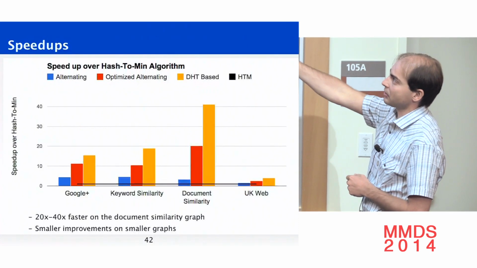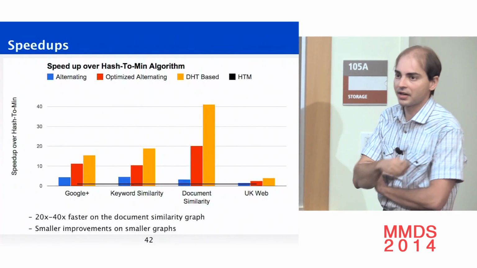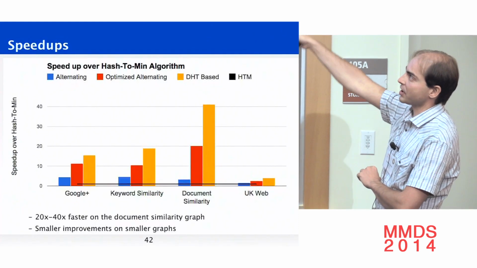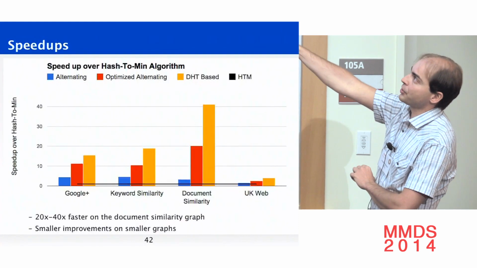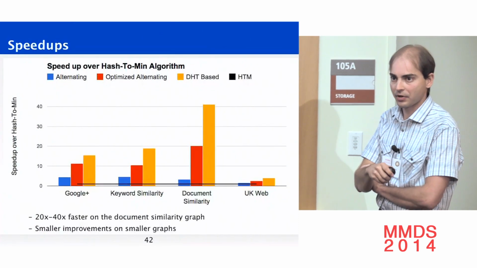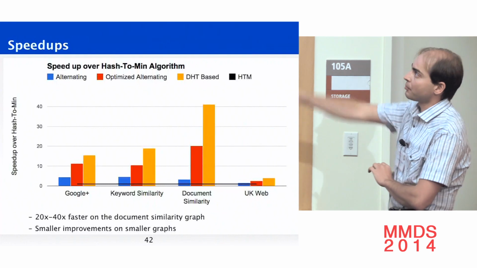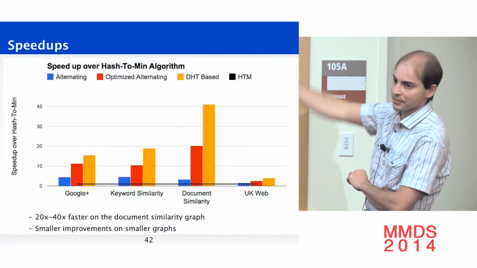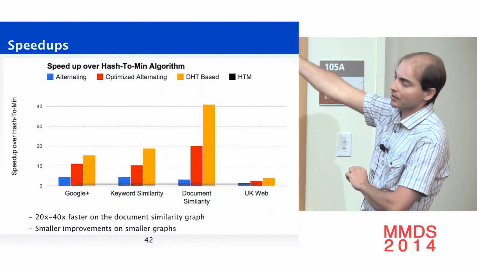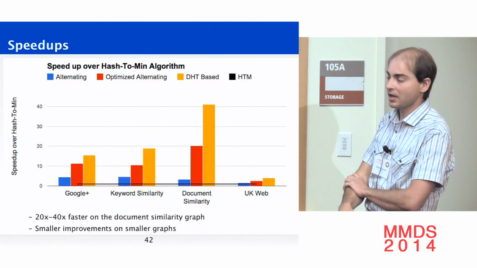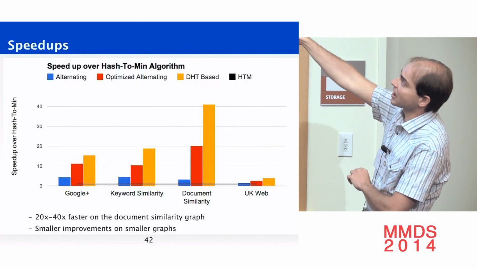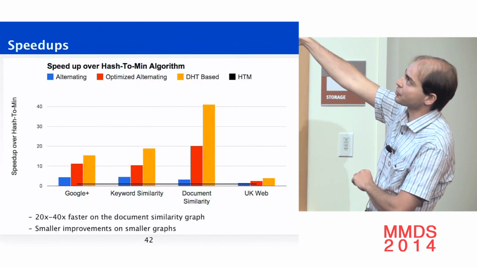If we look at very large graphs, so again, this document similarity graph is 500 billion edges, here we're getting nice separation between everything. Pure alternating algorithm gives you a slight speedup over what you had before, and we'll talk about why in a second. But if you do this degree-bounded optimization, which you have to do now, you're getting an extra 10x speedup, essentially. And if you have access to a DHT on hand, you get another 2x. So you go from about 20 to about 40.